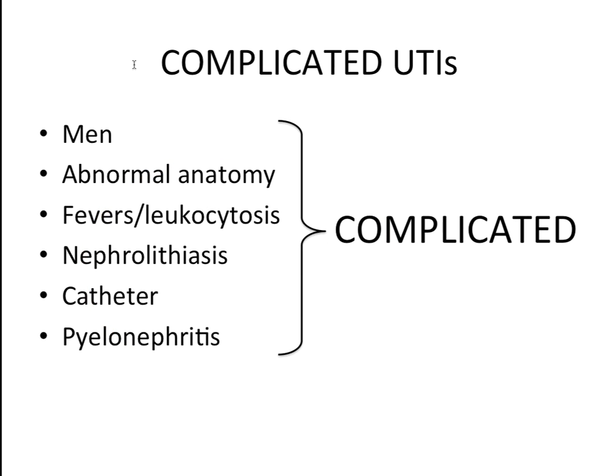In addition, you need to know what constitutes a complicated UTI from simple cystitis. Complicated UTIs: UTIs in men, in patients with abnormal urinary anatomy, UTIs with a fever or leukocytosis, or the presence of a kidney stone, patients who are catheterized, and finally, pyelonephritis. These are all complicated urinary tract infections. They warrant slightly longer antibiotic therapy.